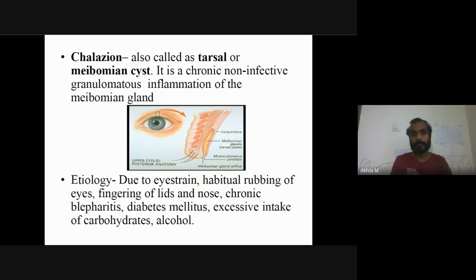What are the causative factors? Eye strain, some refractive error, if the patient is taking too much carbohydrate or alcohol, and chronic irritation or chronic inflammation in the lid margin, like blepharitis, or diabetes mellitus. These are the common factors for causing this chalazion.